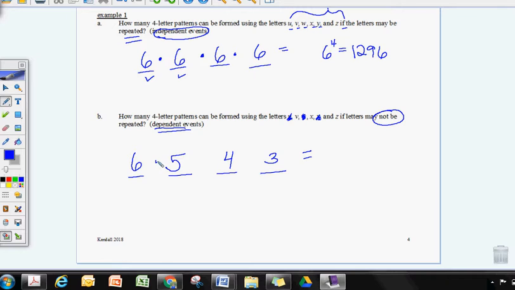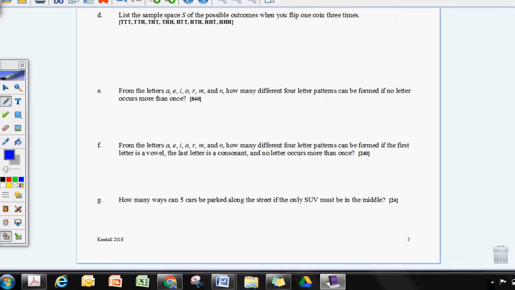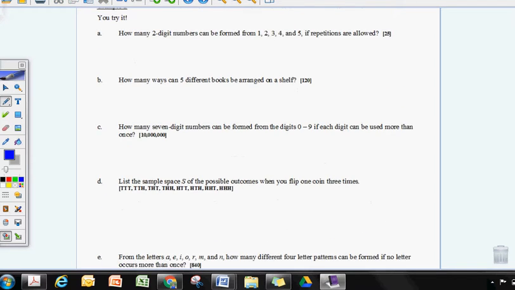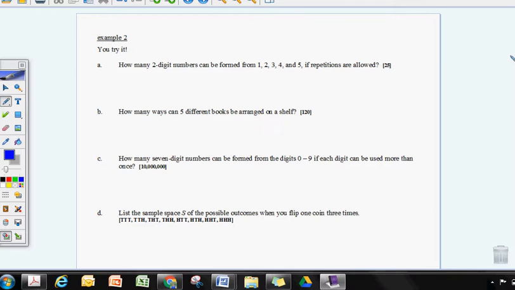So when it is dependent on each other, when what I pick in spot 1 affects spot 2, and so forth, that is called dependent. And look at how it cut down the number of choices. Okay, so we have just a whole bunch of different types of probability.